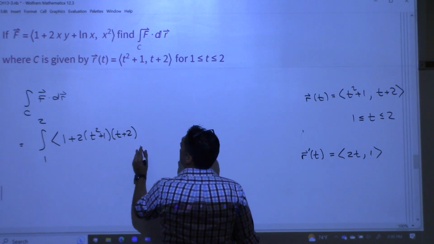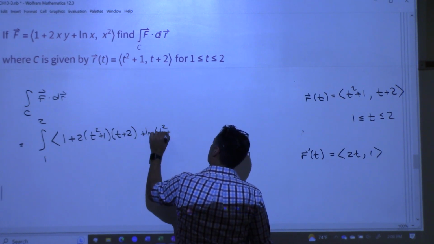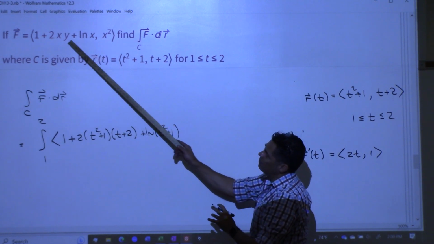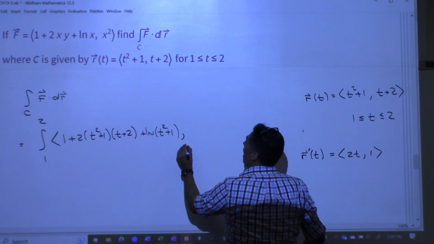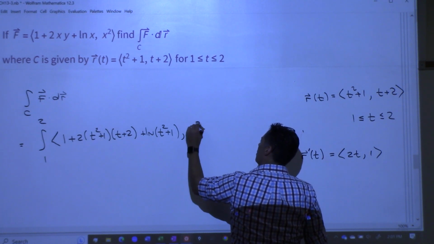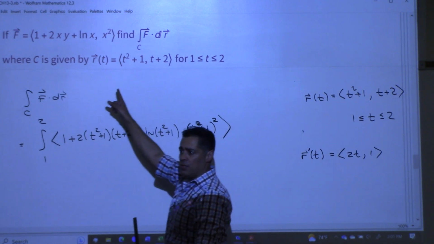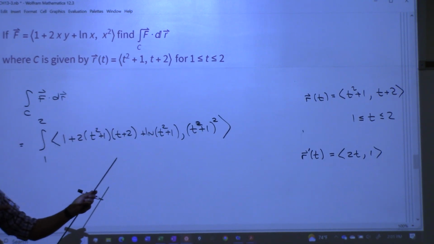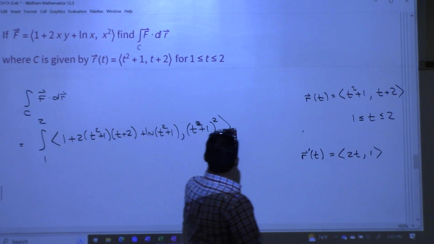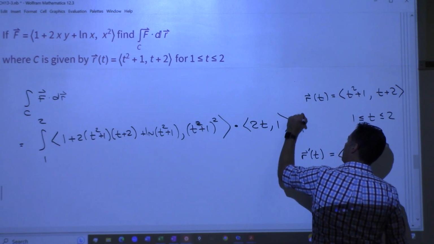And then, still going, right? Plus natural log of t squared plus 1. That's just the first part, right? That's just this right here. Comma, x squared, so t squared plus 1, that squared. That is my field evaluated on that curve, right? Dot that with 2t, 1, dt.